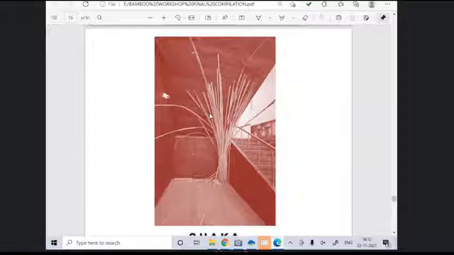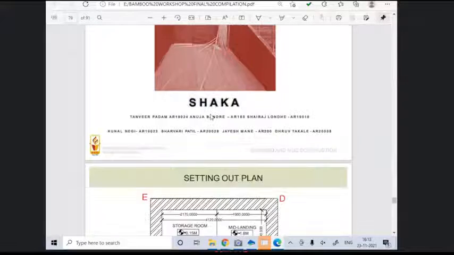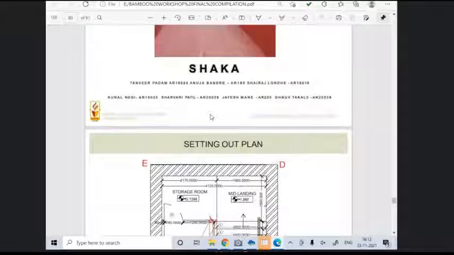So, let's talk about the project that we did now. The name of the project is Shaka. Shaka is a Sanskrit name.